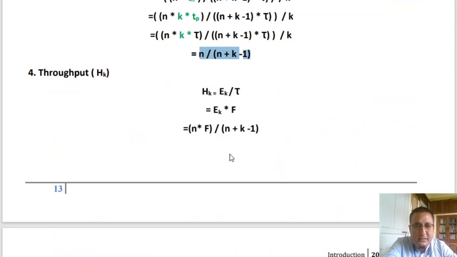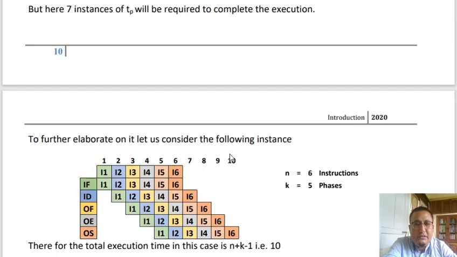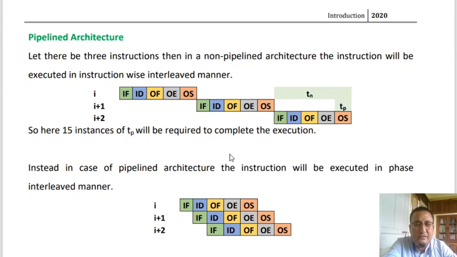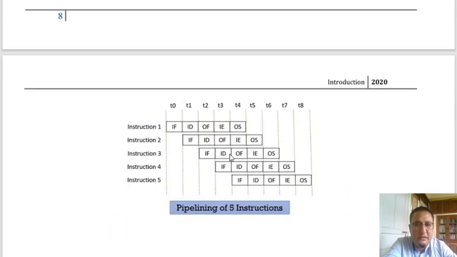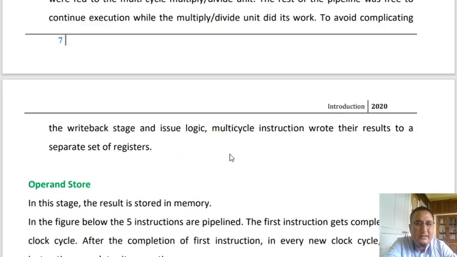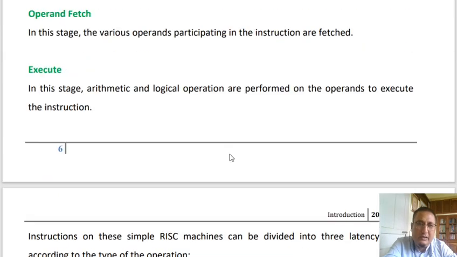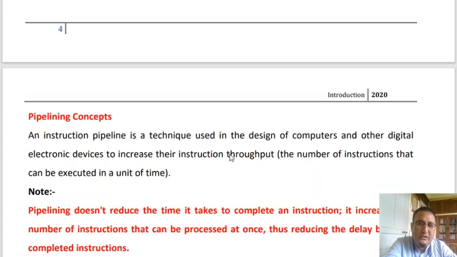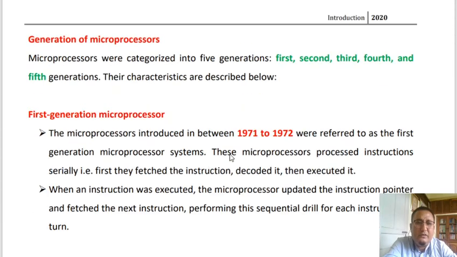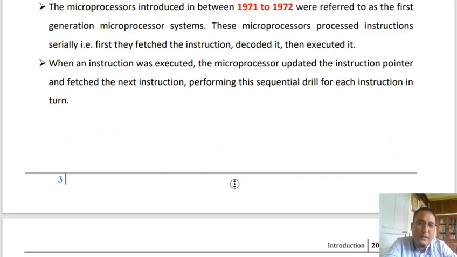The things that you need to remember are how the transition from instruction interleaved to phase interleaved execution has been made, and what the characteristics of the various generations of microprocessors are, starting from the first generation to the second, third, fourth, and fifth generation. Also remember the IC counts in the various generations and the years in which they were released. These are the few important attributes that you need to remember for the various generations of microprocessors.